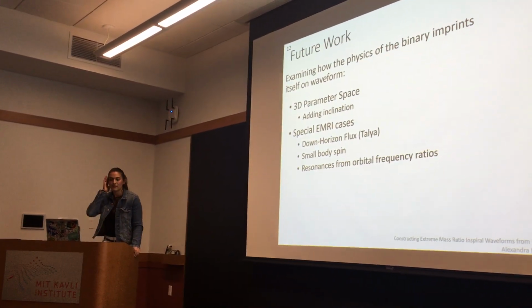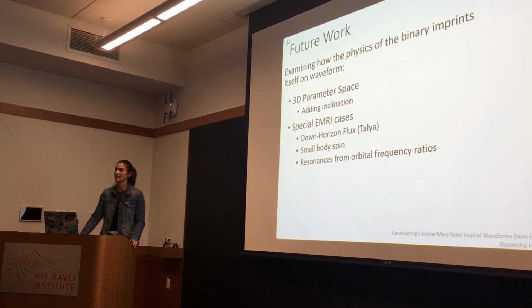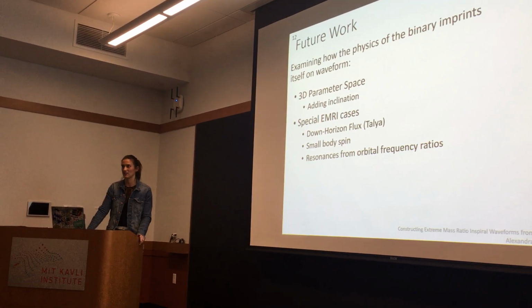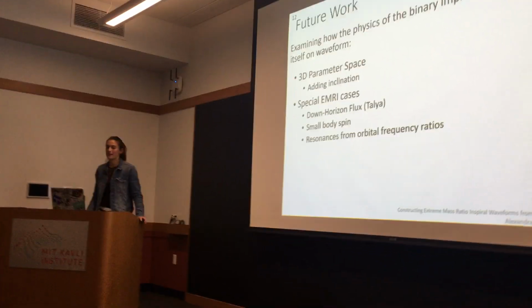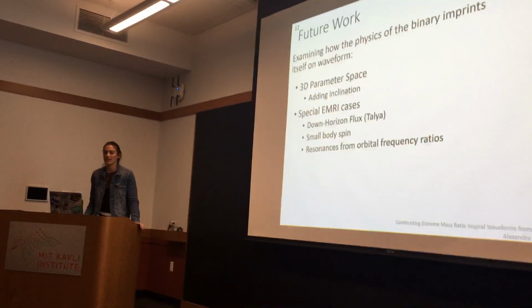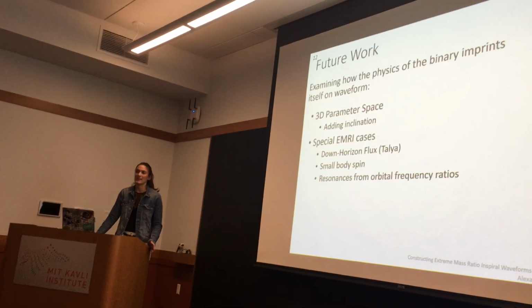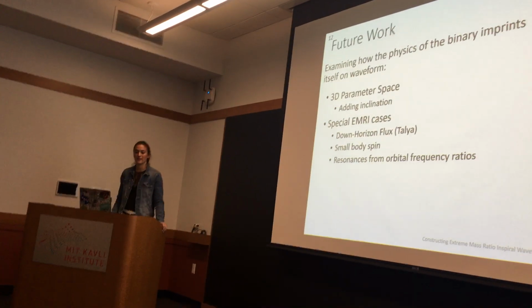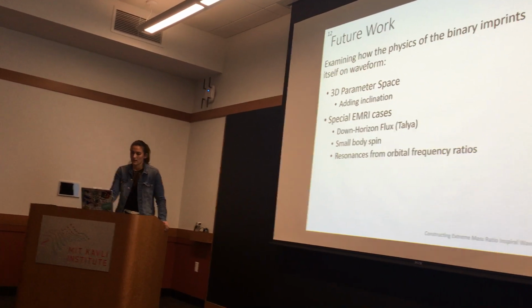Now to talk a little bit about the future work, there are some things that we can do right away, such as parameterizing in a 3D space. So this is adding inclination to get to generalized orbits. And then we can also look at special EMRI cases, such as the down horizon flux, as Talya mentioned. And say if the small body has spin, that will also affect the waveform. And we also have resonances for orbital frequencies.